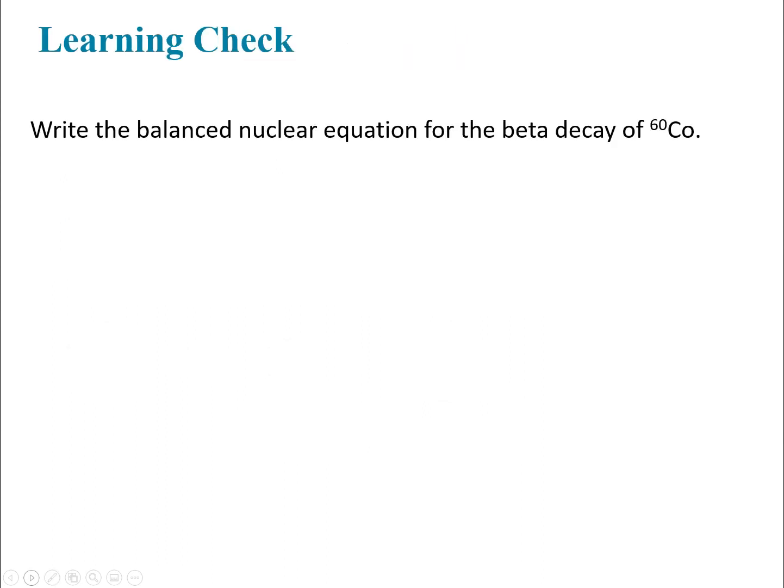Write the balanced nuclear equation for the beta decay of cobalt 60. Let's break this down. Beta decay. That means loss of a beta particle. The symbol for a beta particle is that.